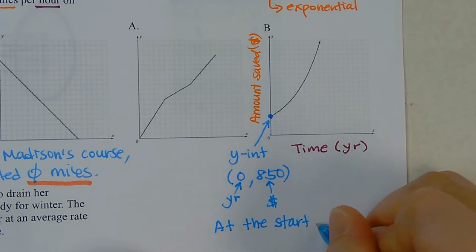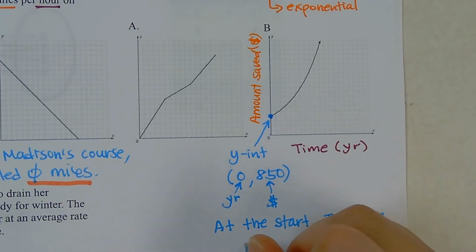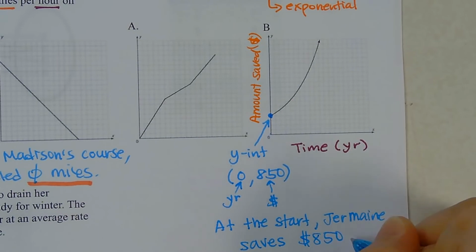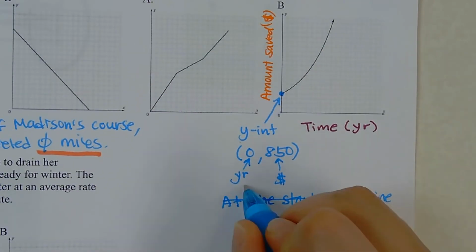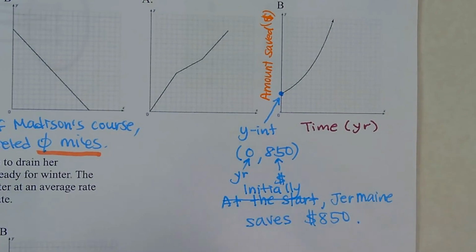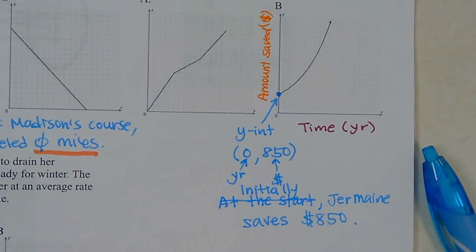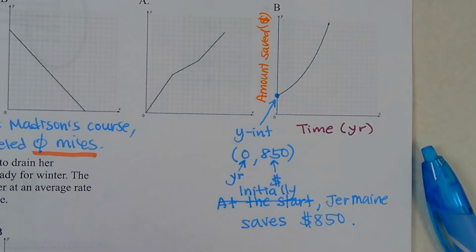At the start, Jermaine saves $850. Ooh, I thought of a better word. Instead of at the start, I thought initially, right? Doesn't that sound very initially? Jermaine saves $850. Done.